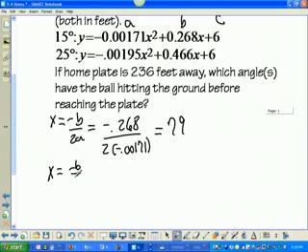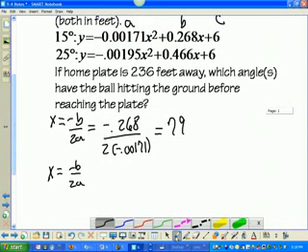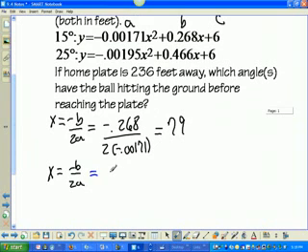So x equals negative b over 2a. Let me change colors here so they don't get too mixed around. So I'll say negative 0.466 over 2 times negative 0.00195.